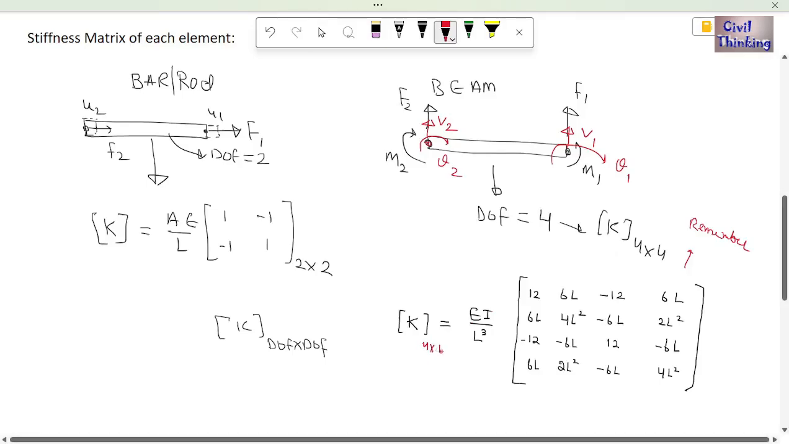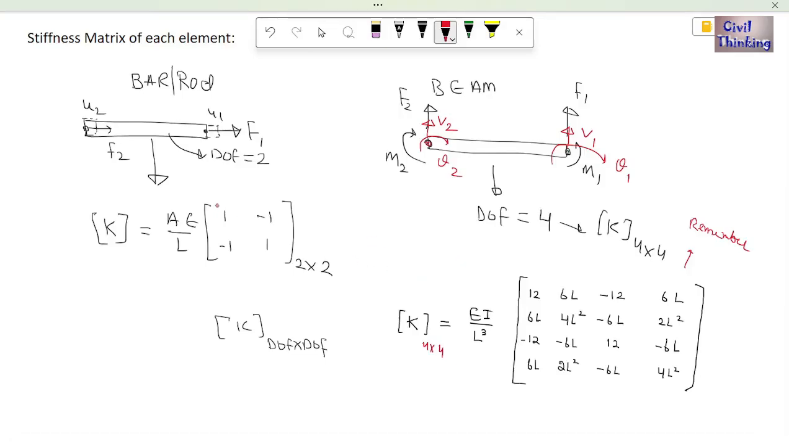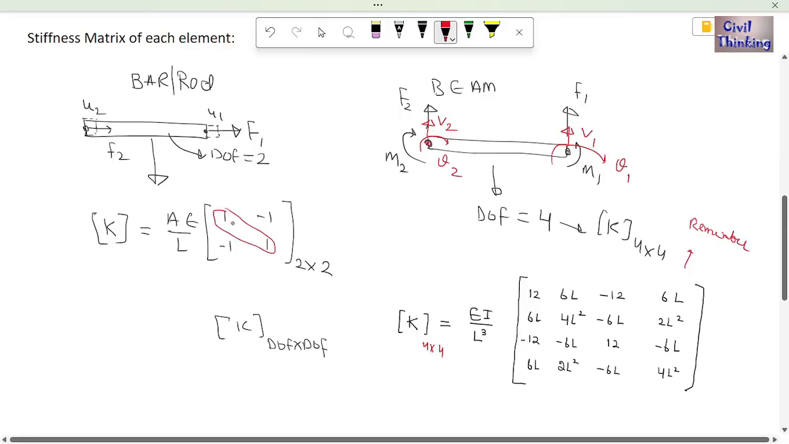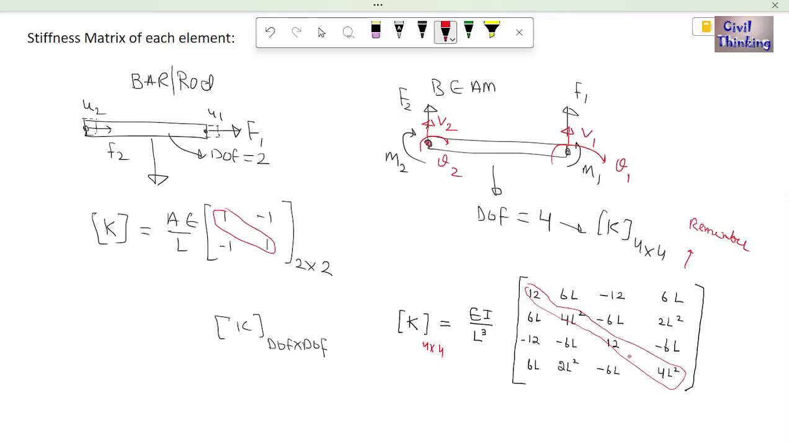It is 4 cross 4, okay? So this is the stiffness matrix. Remember, here the diagonal elements are positive. The diagonal is always positive, and also here the diagonal is positive, right? All the values of the elements along the diagonal are positive, okay? Then also this is symmetric about the diagonal, okay?